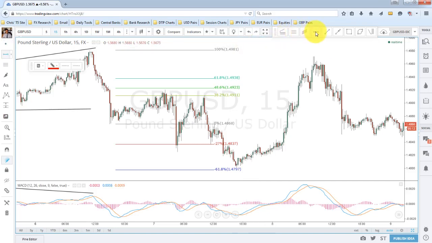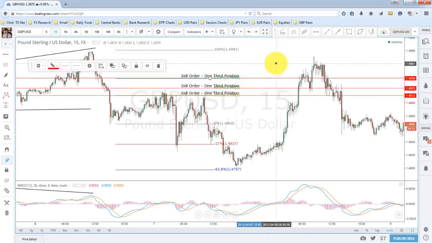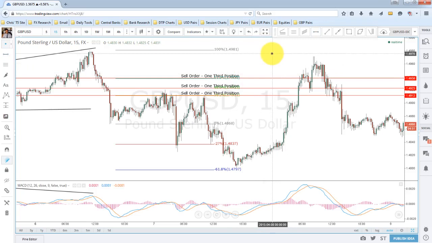And then what you want to do is take that order, that number, whatever those lots are, and divide it by 3. Then you're going to place your first sell order with 1/3 of that number, your second sell order, and your third sell order. These are all limit orders. And you see what happens here when the market rallies, it brings in this sell order. So you have 1/3 of a position. It didn't reach the second order.